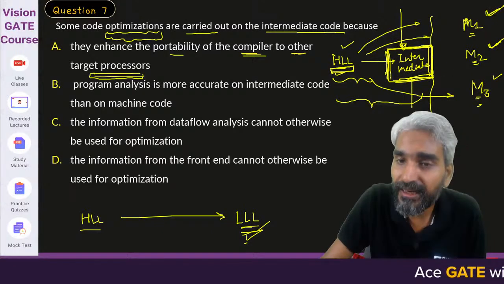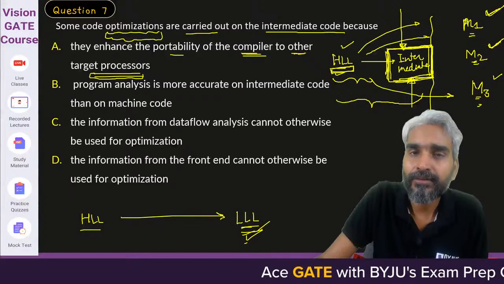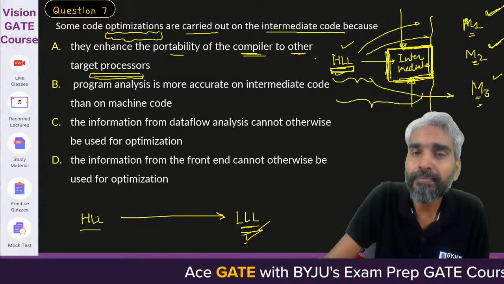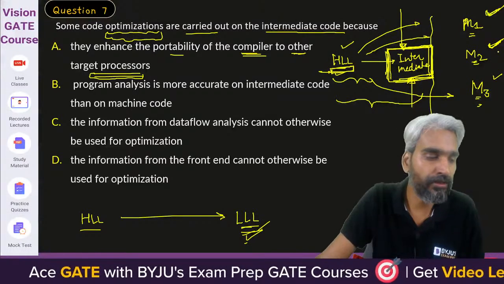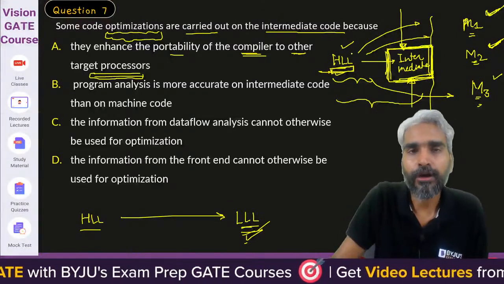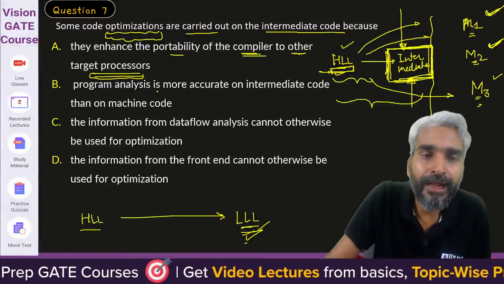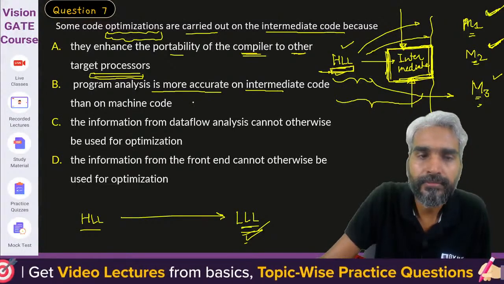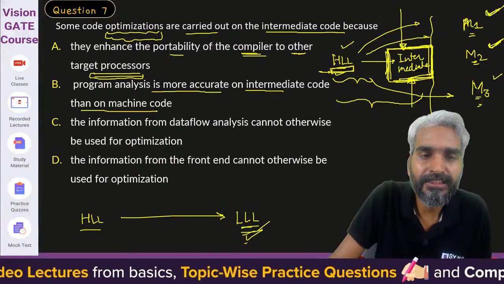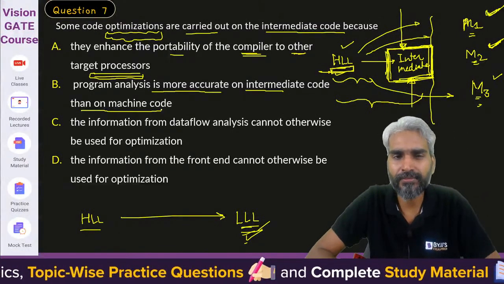Why do we need the intermediate code? We need intermediate code so that it will become portable to compile the given program with respect to different target processors or different machines. But optimization is a different aspect. So please try to understand. Program analysis is more accurate on intermediate code than on the machine code. Is it so that program analysis will be more efficient, more accurate?